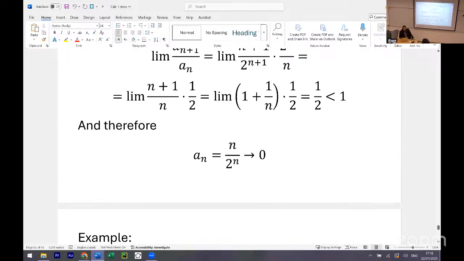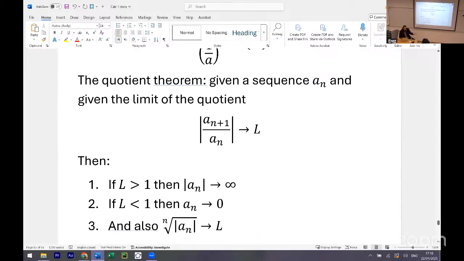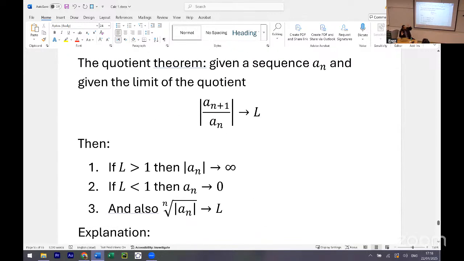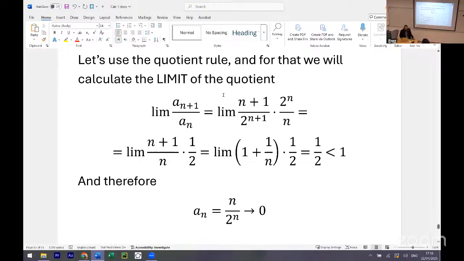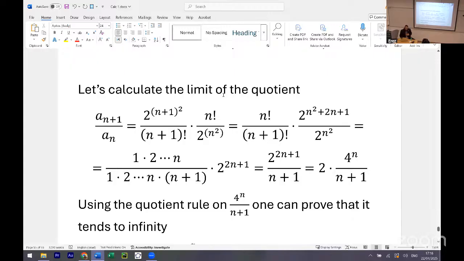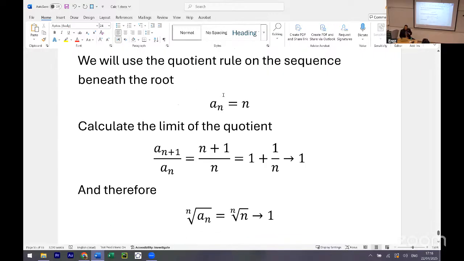Yes, it's just any sequence. The rule says it's always true. It's true for every sequence in the world. So this statement must hold for n factorial, right? What is the quotient of n factorial? Now we don't have any question, it's just an example.